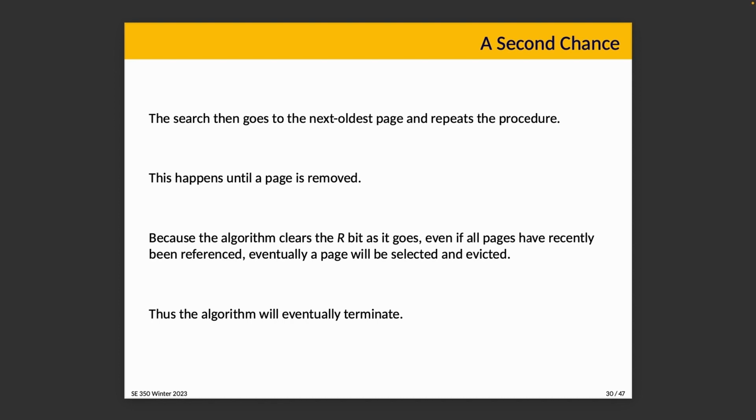This goes to the next oldest page and repeats the procedure, and we keep doing this until eventually we find a page to remove. Because the algorithm clears the R bit as we move along, even if all pages have recently been referenced, eventually a page will be selected and evicted, right? If they're all referenced, we will eventually wrap around back to the beginning, and there we will find a page that has the R bit cleared, because we cleared it last time we looked at that specific page. It's fine, the algorithm will eventually terminate.